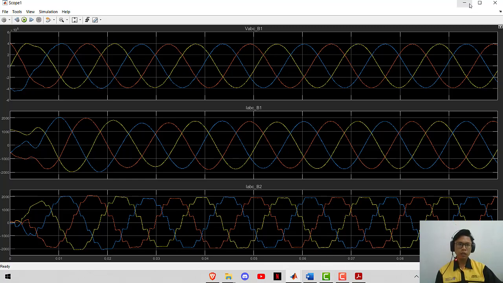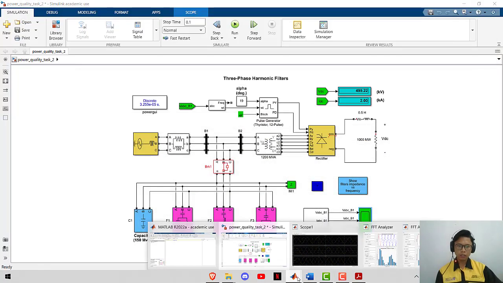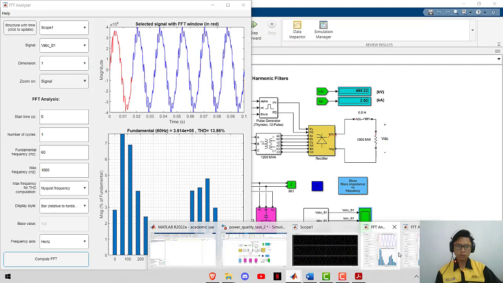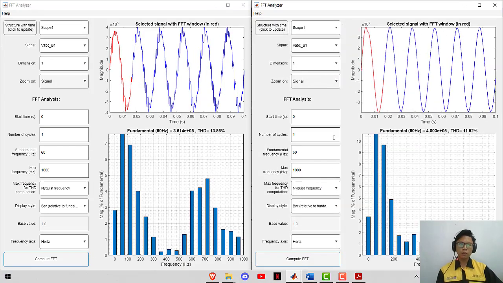For the FFT analysis, we can see that with and without filters, it reduces the total harmonic distortion, which improved from 13.86% to 11.52% of THD. Therefore, by using these 3-phase harmonic filters, it helps to remove the harmonics that occur in this 3-phase power system.